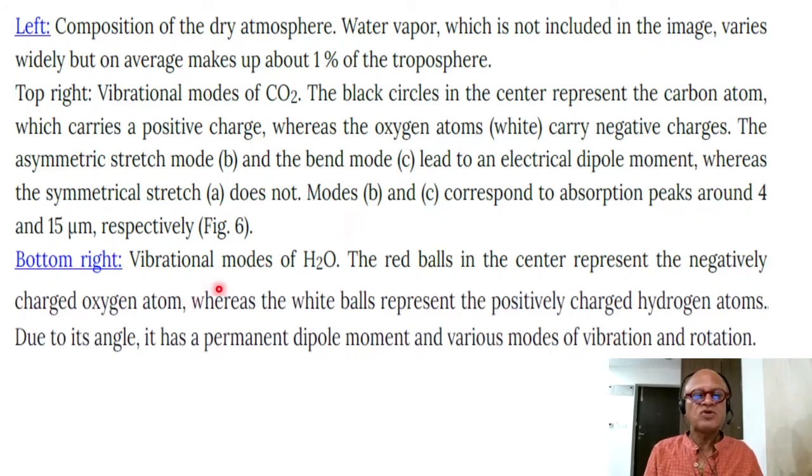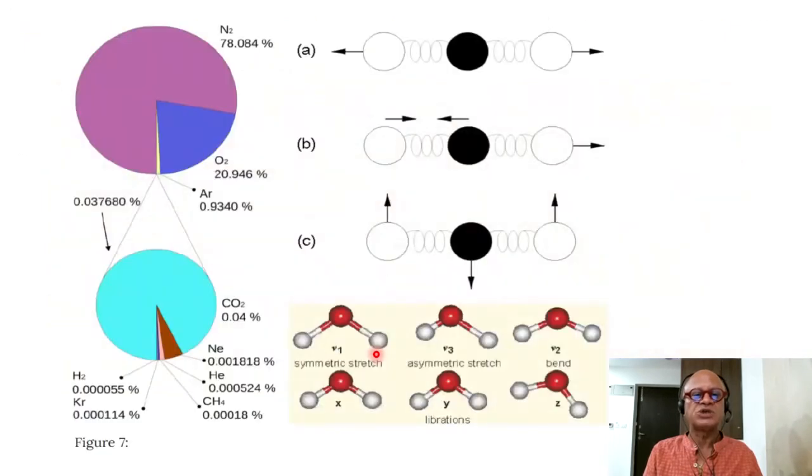In the bottom right, we'll look at vibrational modes of water. The red balls in the center represent the negatively charged oxygen atom, whereas the white balls represent the positively charged hydrogen atoms. Due to its angle, it has a permanent dipole moment and various modes of vibration and rotation. So here we are. Dry atmosphere, water vapor is not included here.